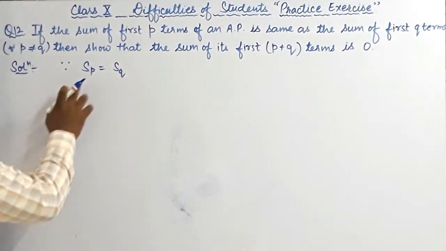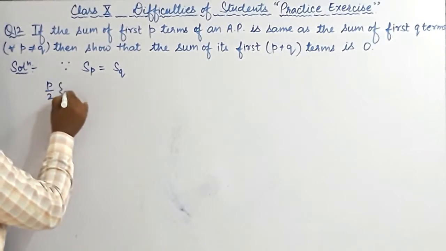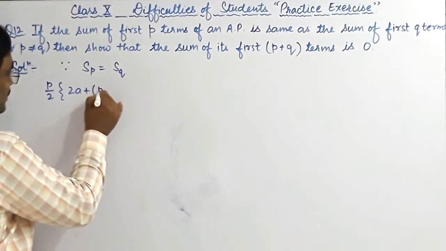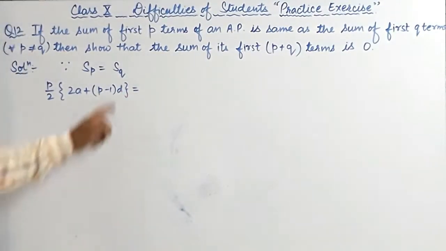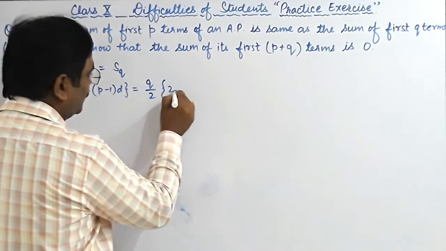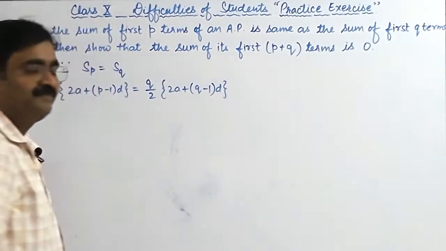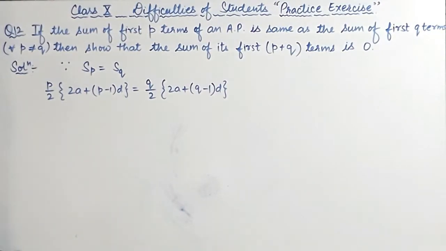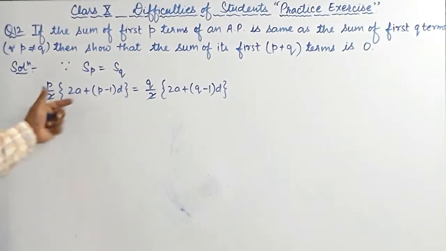Okay, let's go. Now SP by the formula of SN can be written as p upon 2 into 2a plus p minus 1 into d, equals SQ, and SQ can be written as q upon 2 into 2a plus q minus 1 into d, right? Both are equal as it is given, so we take both equal and we are solving it. Now this 2 is divided here, this 2 is divided here, so we cancel the 2. Now p is multiplied in this bracket and here q is multiplied in this bracket, so we multiply.